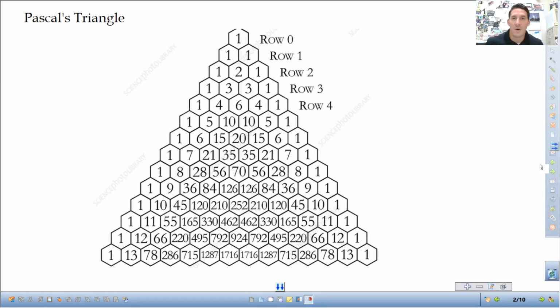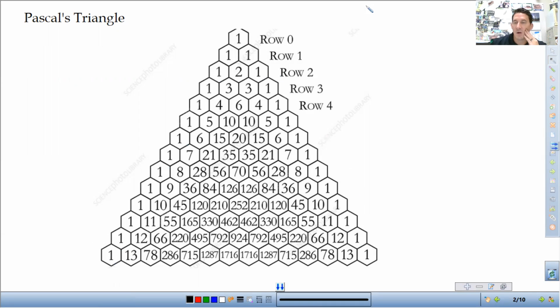You do need to know how to create this triangle. It's very simple. This is something we're going to use a lot in the next couple days. So using Pascal's triangle, how to create it, one thing you need to notice is each row starts and ends with 1. So every row starts and ends with 1.